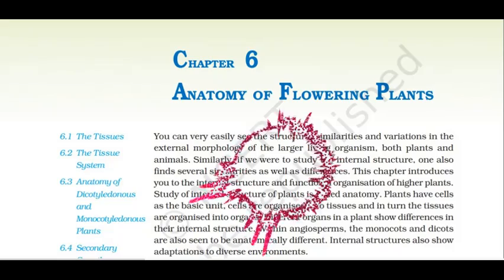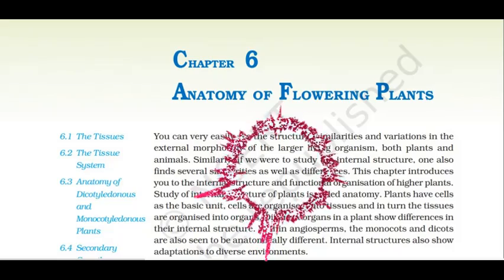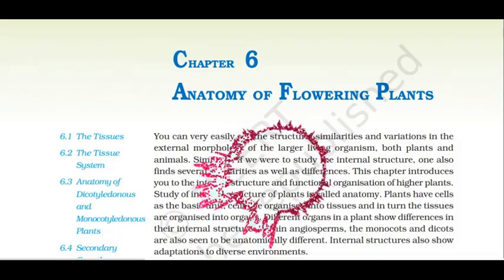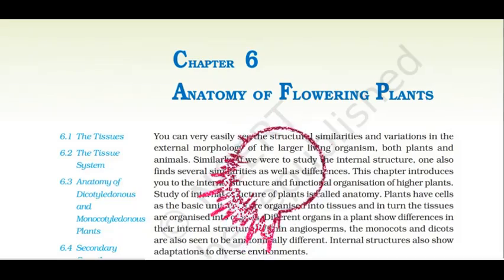Now, complex tissues. Complex tissues are made up of more than one type of cells, and these work together as a unit. Xylem and phloem constitute the complex tissues in plants. Xylem functions as a conducting tissue for water and minerals from roots to the stem and leaves. It also provides mechanical strength to the plant parts. It is composed of four different kinds of elements, namely tracheids, vessels, xylem fibers, and xylem parenchyma.